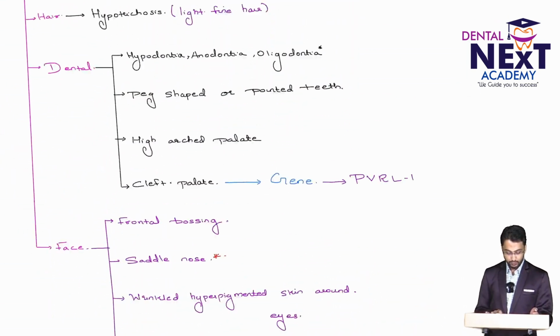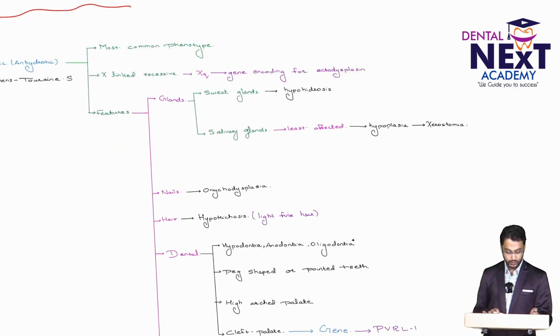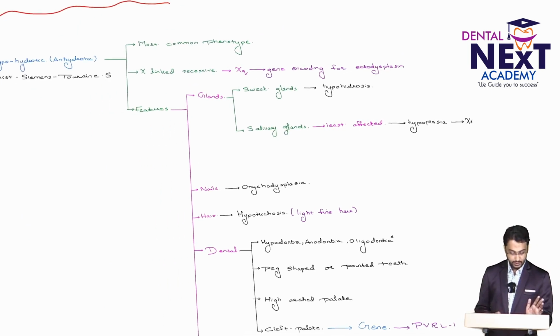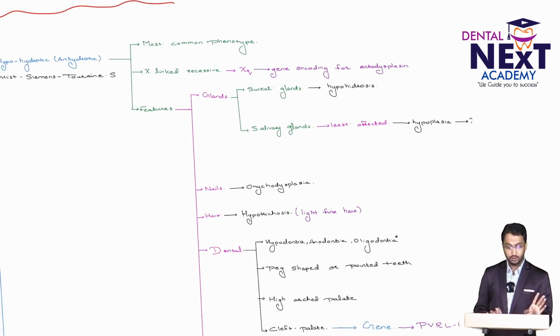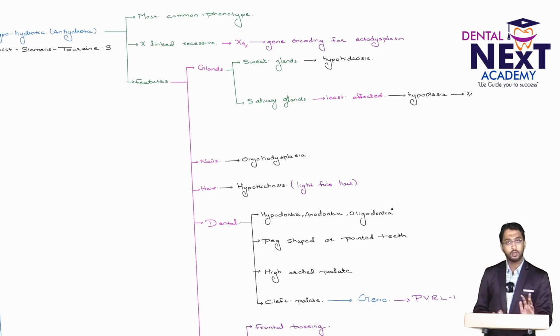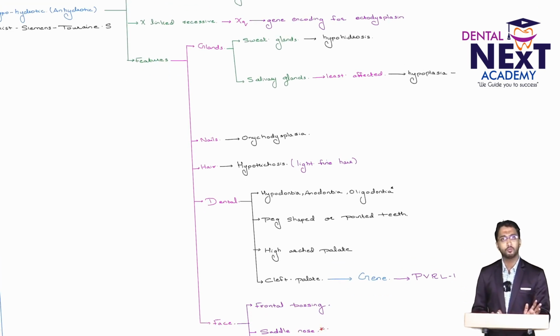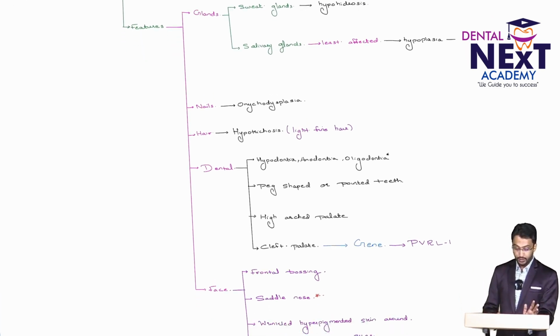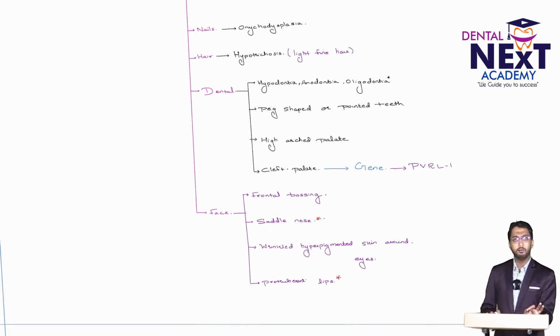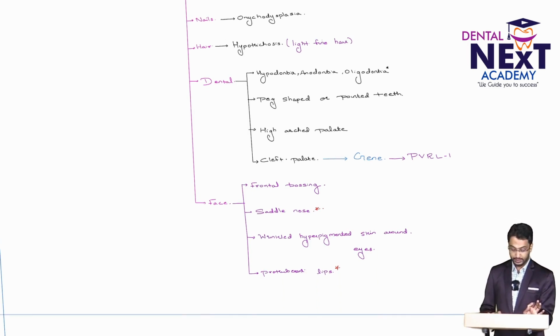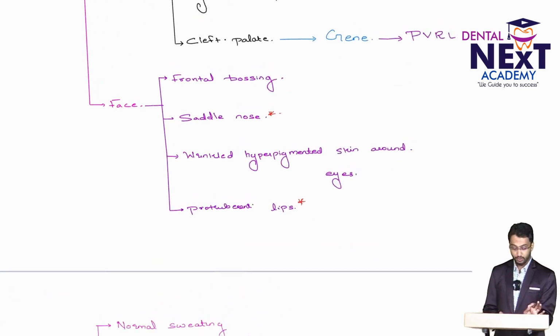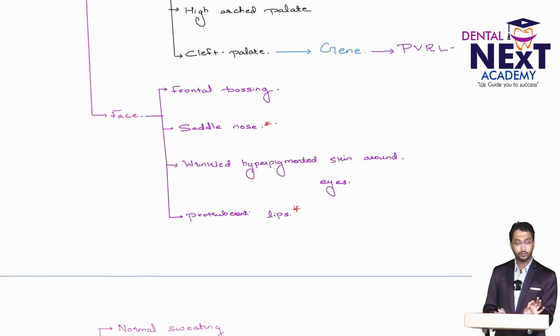Now going through the differences once again, a quick review. The Christ one is the most common one, where it's Xq, ectodysplasin, isn't it? You will see all the glands affected, which is much more important. Then dental defects are very typical: hypodontia, anodontia, and yes, cleft palate is there, where the gene affected is PVRL1. Facial features are very important here: frontal bossing, saddle nose, wrinkled, hyperpigmented skin around the eyes.